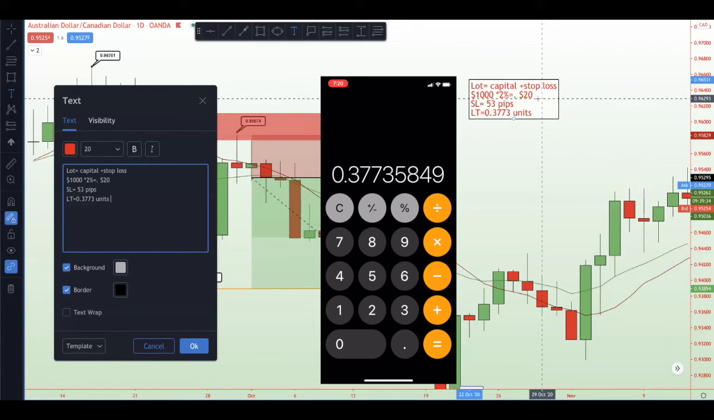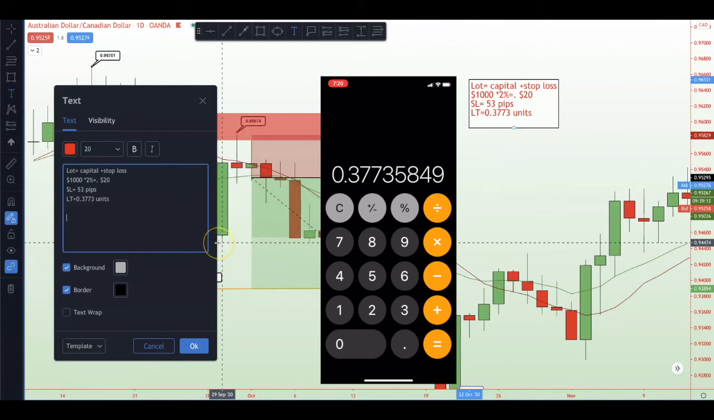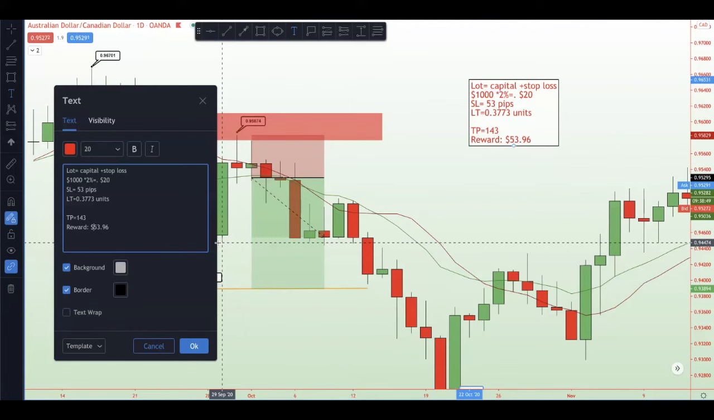But this is the calculations, you guys. And I want you to watch this. 773 units or 0.03773 lot size is what I am going to be using to make my money, right? Per pip. This is how much I value each pip movement. What this means is if price reaches my 143 pips, and we're going to write that down as well too. We're going to write down the reward price. That means that if I multiply this number times 143, then that means by the end of this trade, I should make $53.96. Okay. So did you get the gist of that calculation?